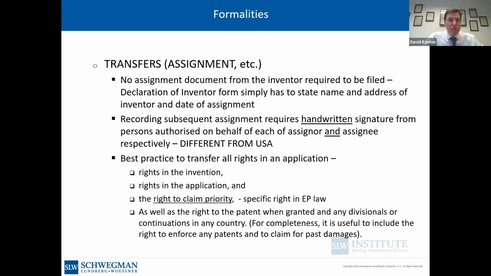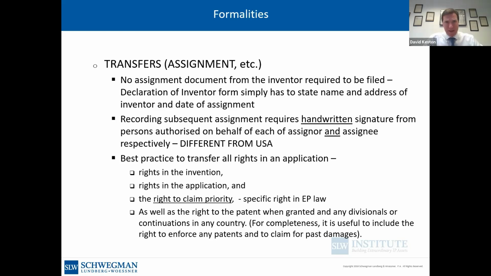There are differences in the way that assignment and recordal of assignment is effected in Europe, and I want to just simply emphasize these differences here over those in the States. Firstly, in the States, assignment documents are used to assign from the inventor to an assignee. In general, in Europe, that is not going to be necessary. One doesn't need that because the inventorship declaration form simply says one needs to state the name and the address of the inventor and the date that the assignment has taken place, if there has been an assignment. In the European domain, one can assume that the employee invention belongs to the employer.